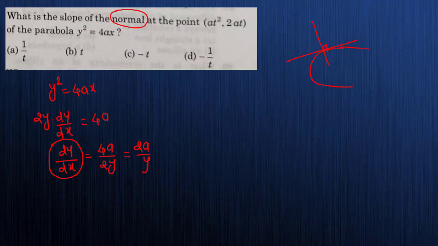It is always m1 m2 is equals to -1. Okay, if it is the same thing, then what will be the slope of normal? So dy by dx of normal will be equals to what? It is inverse of this with a negative sign, so it is minus of y by 2a.